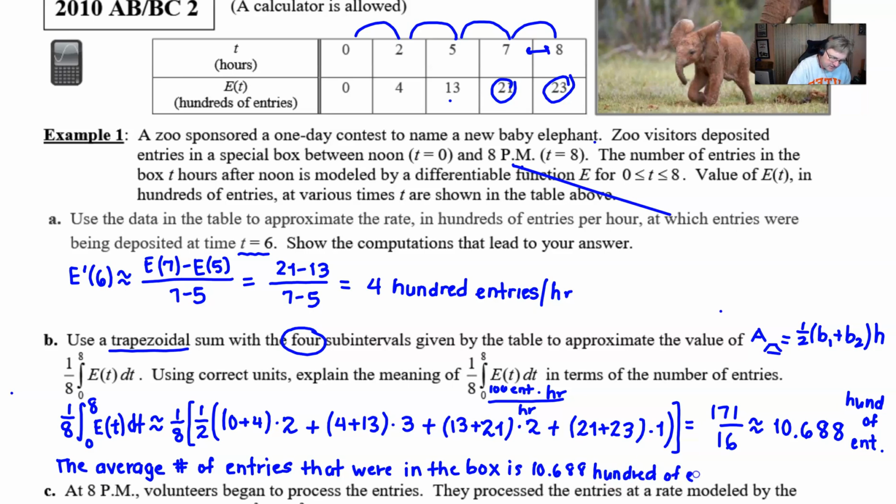And when did that occur? That's the last trick. You have to state the time interval. Well, that would be the average number of entries in the box between time 0 and time 8.